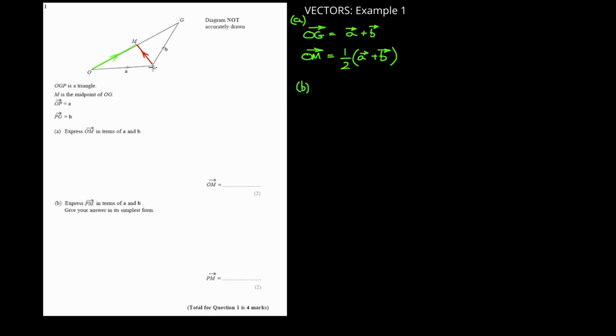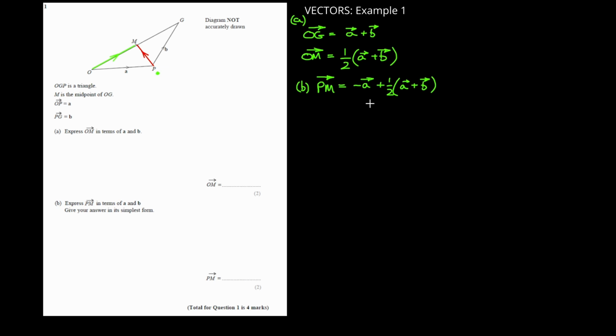And we're asked to do the journey from P to M, the red line here. Okay, we're starting here. We go the wrong way along vector A to get back to O. So this is negative A, negative vector A. Now we're at O. Now we travel along our green vector that we worked out earlier, which is OM. So I add plus a half vector A plus vector B.